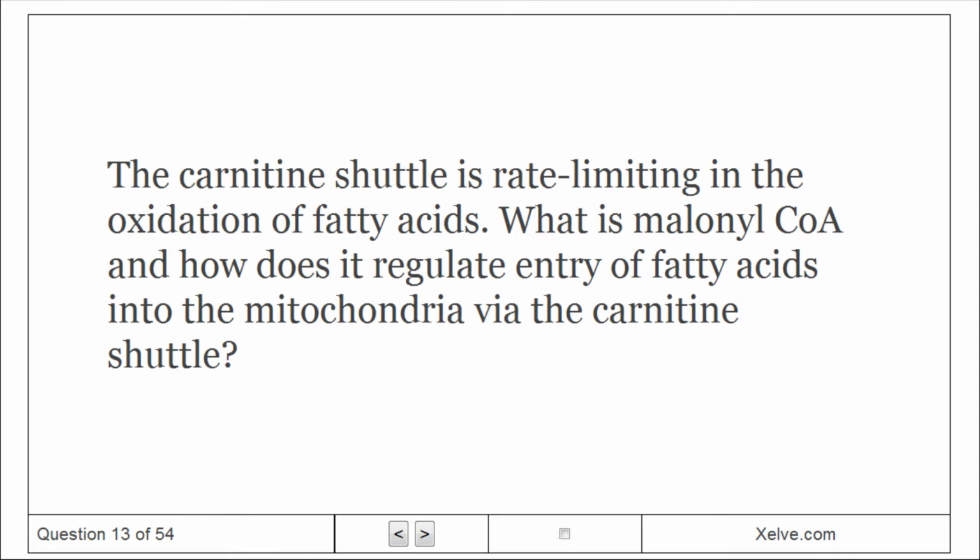The carnitine shuttle is rate-limiting in the oxidation of fatty acids. What is malonyl-CoA and how does it regulate entry of fatty acids into the mitochondria via the carnitine shuttle?